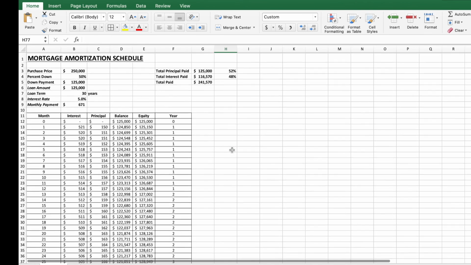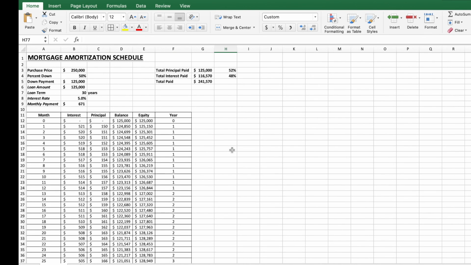So this is the mortgage amortization schedule. If you have any further questions, please let me know.